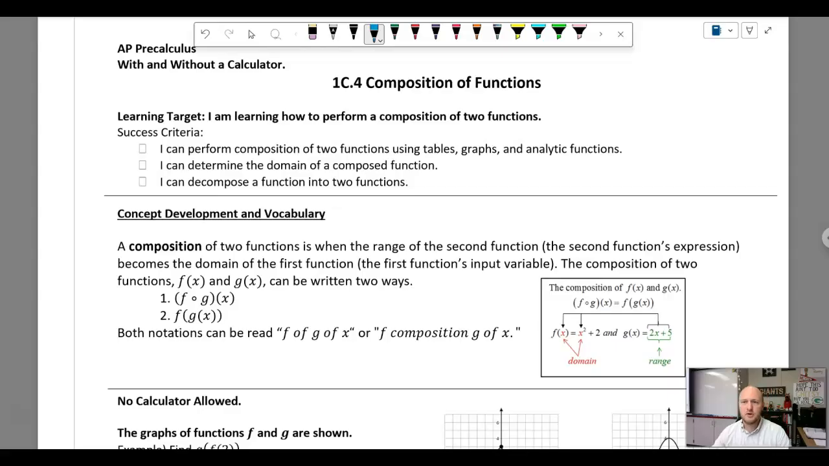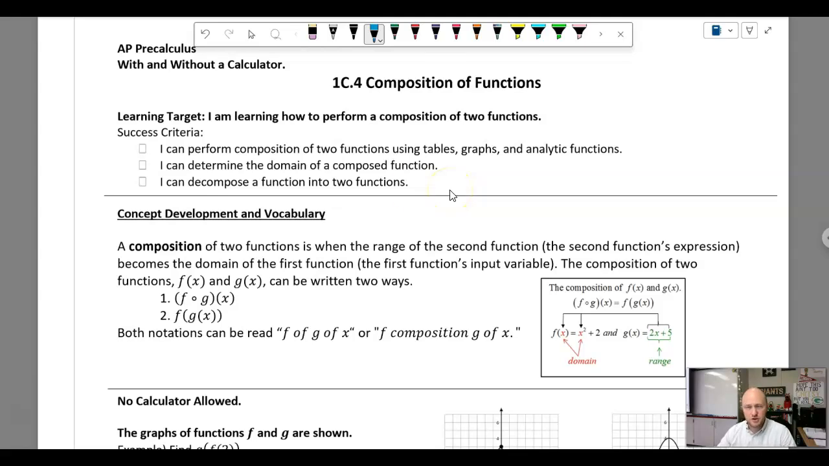This is lesson 4 in Unit 1C, and we are going to talk about how we can evaluate a composition and how we can compose two functions. You'll be successful if you can perform a composition of two functions using tables, graphs, and analytical functions, and specifically a mixture of the two, as well as determine a domain of a composed function and decompose a function into two functions. So let's talk about what a composition is.